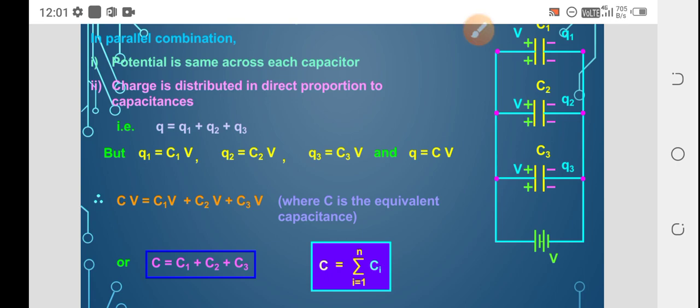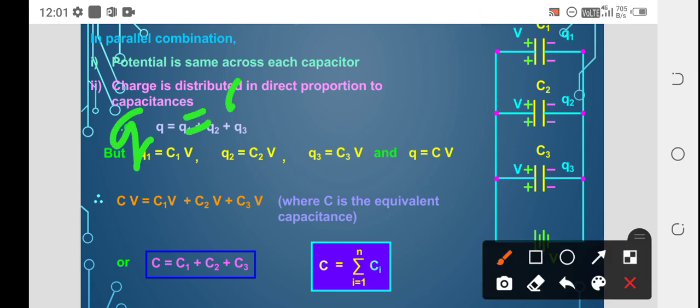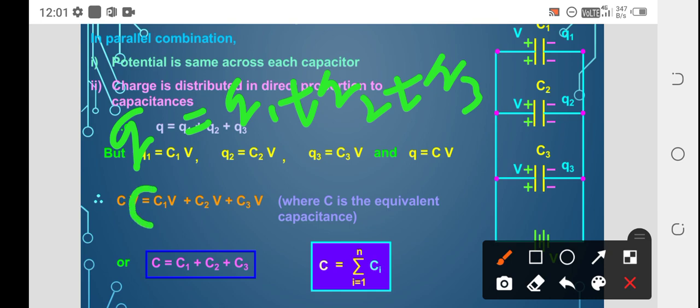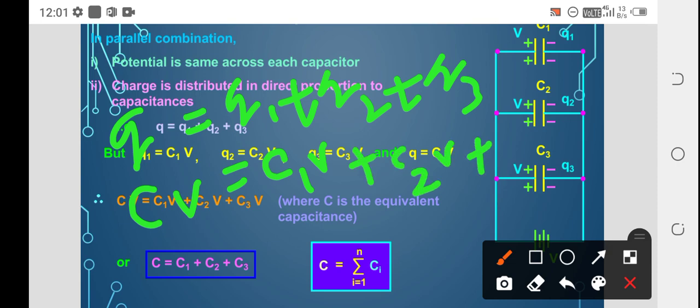That means Q equal to Q1 plus Q2 plus Q3. You know very well Q equal to CV. Then Q1 equal to C1V, Q2 equal to C2V, Q3 equal to C3V. Here you can see why we take V and not V1, V2, V3. We already discussed that the potential remains constant, so that's why we are not taking V1, V2, V3. We simply take C1, C2, C3, because the capacitance varies.